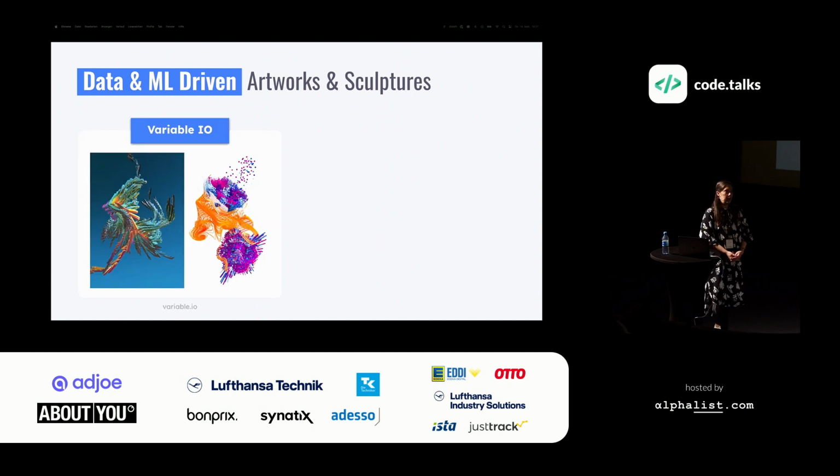And this is a very tiny glimpse into this whole field. There are so many things happening. Here are some examples from Variable.io. It's a studio. They create this kind of data-driven artworks for companies like Google, IBM, Twitter, and they have really interesting, cool projects on their website. So it's just an example that inspires me a lot.